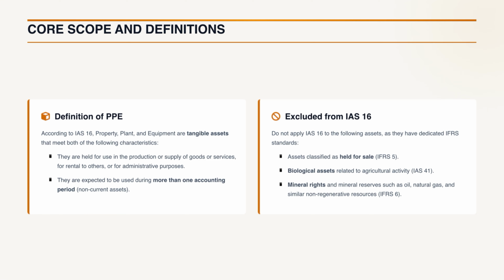However, be very careful in the exam. Not all tangible assets are accounted for under IAS 16. There are three key exclusions. First, any non-current assets classified as held for sale are handled under IFRS 5. Second, biological assets related to agricultural activity are under IAS 41. And third, mineral rights and reserves are covered under IFRS 6. Always verify the asset's function before applying IAS 16 rules.